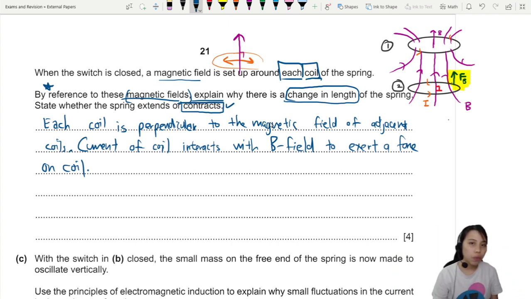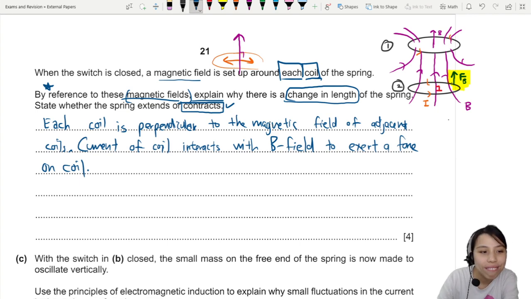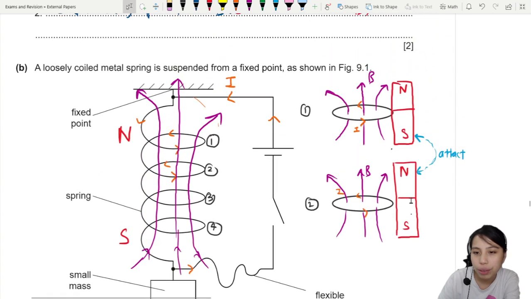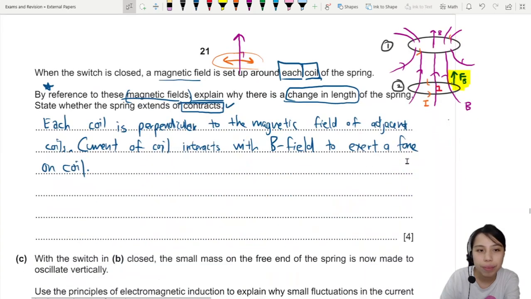Now we need to mention this force is going to attract each other. So that's the diagram that we talked about just now here. North, south, south, north. North and south will attract. Use your right-hand grip rule. So let's mention that as well.